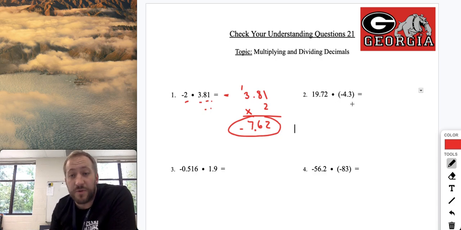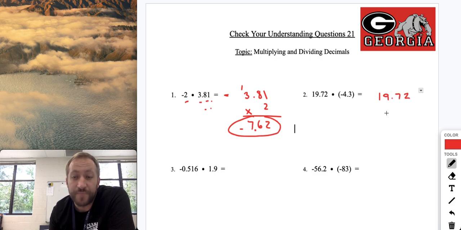Let's look at the next one. Again, I'm going to put the number with the most digits up on the top. That 19.72 has way more digits than the other number. I'm going to put it up here. It doesn't matter which number goes on top. You will still get the same answer. But if you put this one on top, you're just going to have a few extra steps to go through. So 19.72 times 4.3. Notice again how the decimals aren't lined up. All I'm really worried about is having them line up over here on the right edge of the problem.